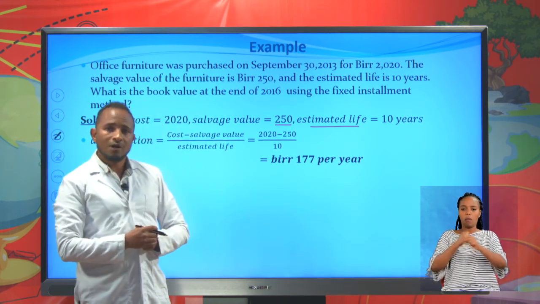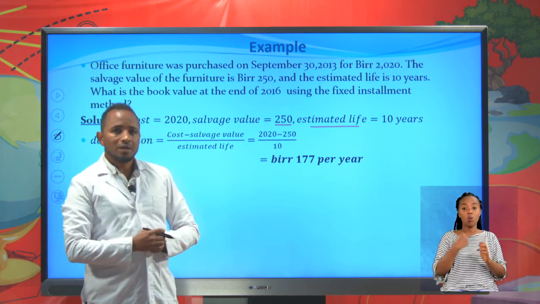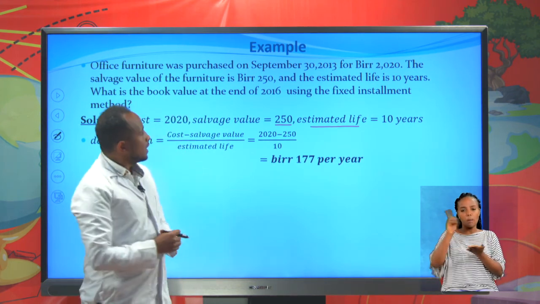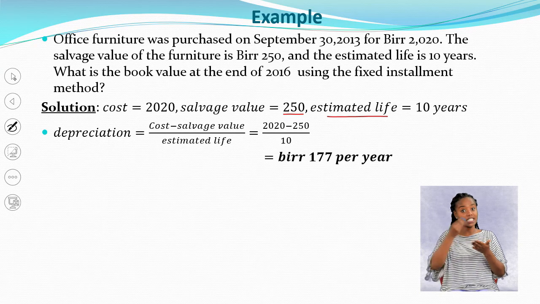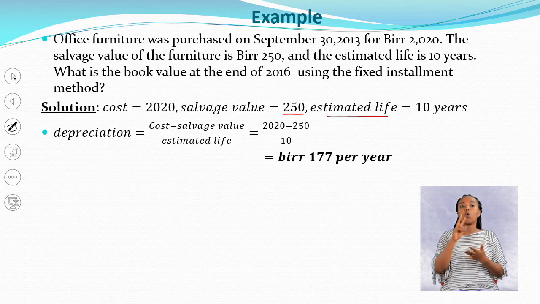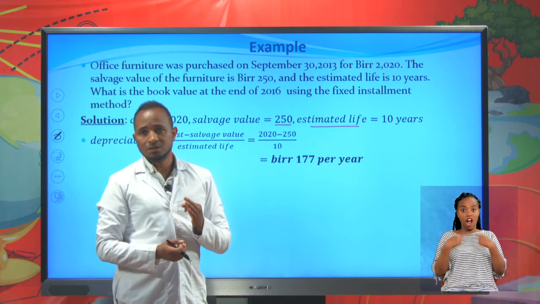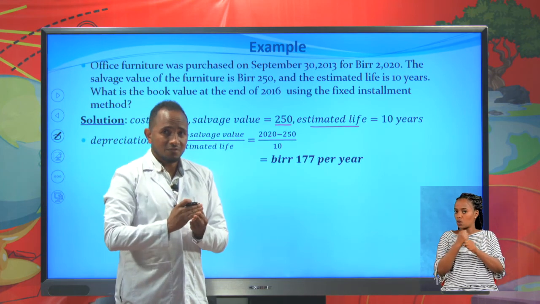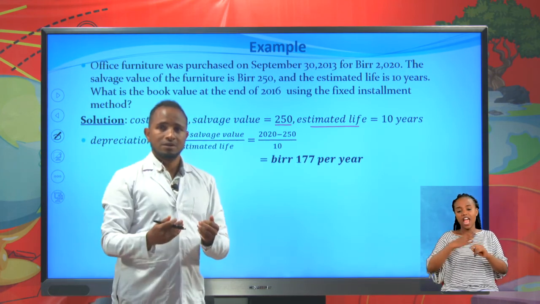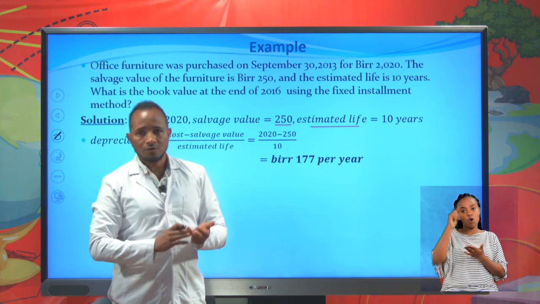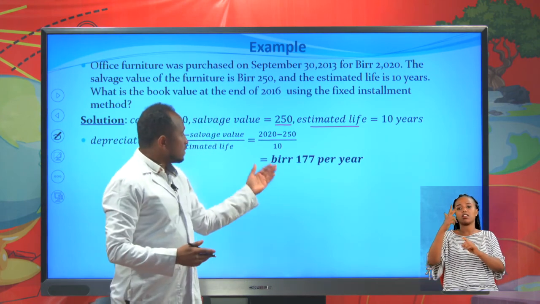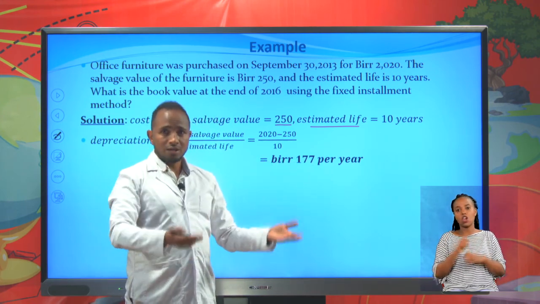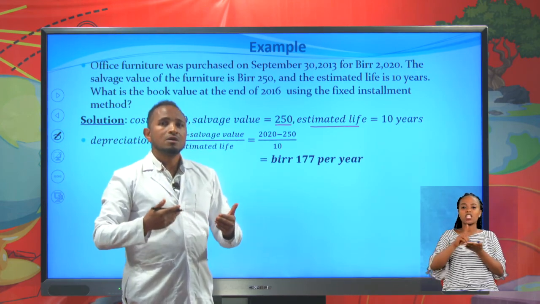So to find the book value, we need to have the accumulated depreciation. Here, if you count the years, the material was purchased on September 30, 2013. So for 2013 we have 3 months. We need to calculate the depreciation for these 3 months, and next to that the depreciation will be for 2014, 15 and 16. We have 3 years and 3 months. Because we have the depreciation rate per year here, I need to find the depreciation rate for months also.